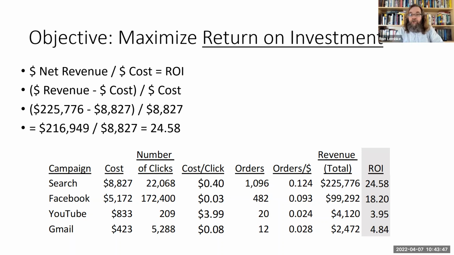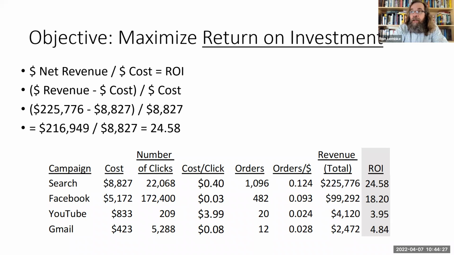So for search ads, $225,000 minus $8,000 in advertising cost, divided by 8,000, we get 24.58. So search ads yielded $24.58, call it $25 just for ease, for every dollar we spent on advertising, which is obviously a better return on investment than any of the other ones. As I said earlier, in a perfect world, maybe we would know what the profits were from those ads, because really that's what we want to maximize, but we don't have that. So at least we can maximize our net sales dollars per dollar of advertising invested.